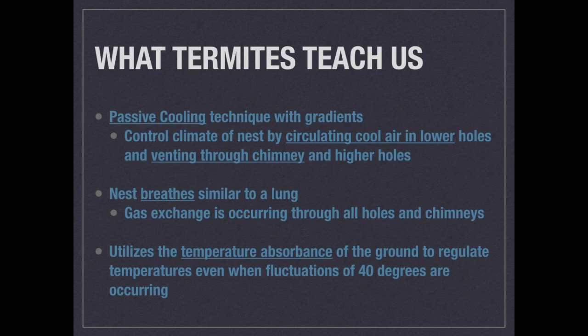So here's the basic idea. Passive cooling is this idea that you're using temperature gradients in order to maintain a constant temperature so that it doesn't fluctuate even though your environment temperature may be fluctuating. The nest also breathes similar to a lung in the way that it exchanges gas. Most importantly, the termites utilize the temperature absorbance of the ground throughout the day to regulate temperatures even when fluctuations of 40 degrees are occurring.